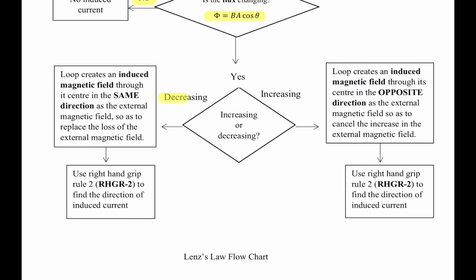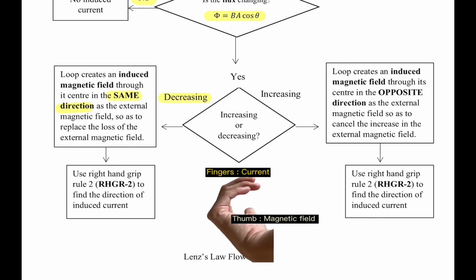Okay, look at here. If the magnetic flux is decreasing, what's going to happen is the loop is going to create an induced magnetic field in the same direction as the external magnetic field, so as to replace the loss of the external magnetic field. So basically, if the magnetic flux is decreasing, the induced magnetic field produced will be in the same direction as the external magnetic field. Then we will use the second right hand grip rule to find the direction of the induced current.